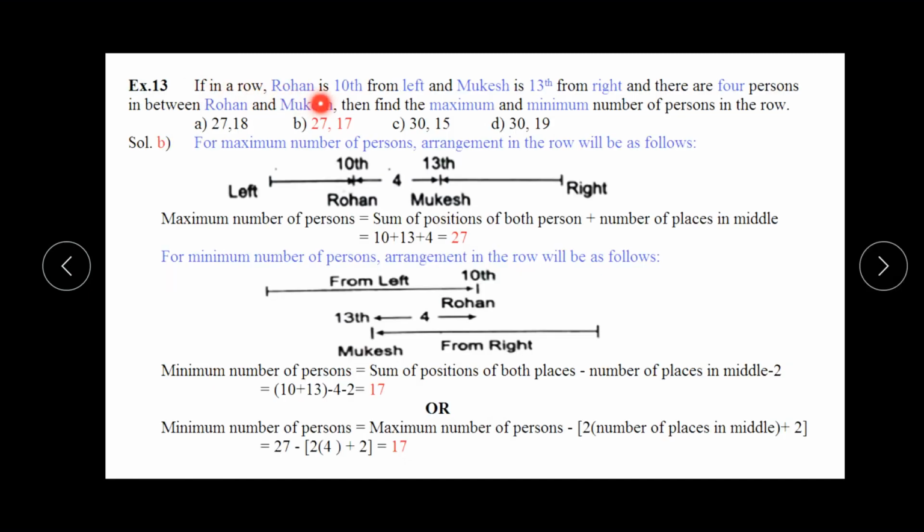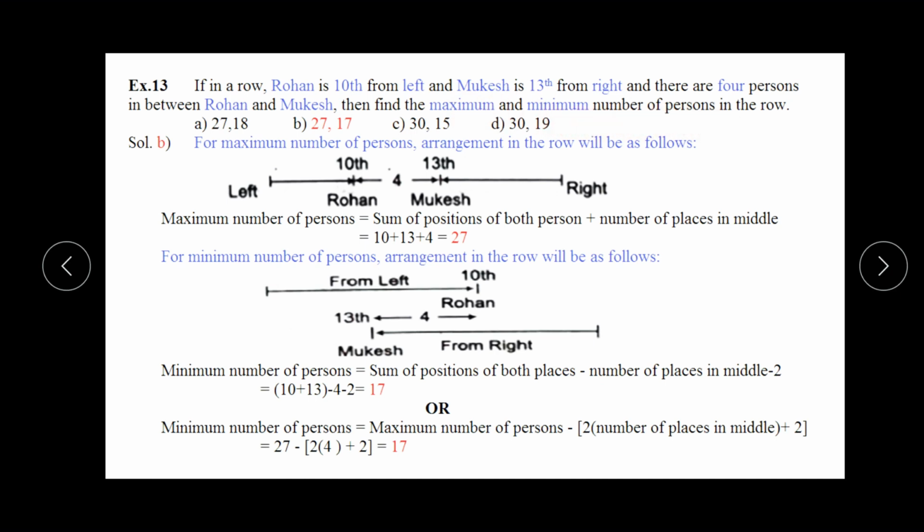If in a row Rohan is 10th from the left and Mukesh is 13th from the right, and there are 4 persons in between Rohan and Mukesh, these are the 2 persons we discussed earlier. Rohan from the left side is at the 10th position, and Mukesh from the right side is at the 13th position. And there are 4 persons between Rohan and Mukesh. These are the middle persons of these 2 positions. Then find the maximum and minimum number of persons in the row.